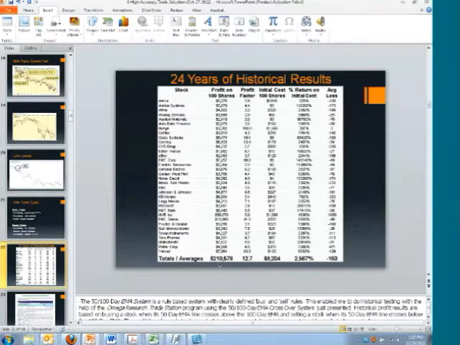And because this is a mechanical system, you can do historical testing based on the position of the 50-day EMA in relation to the 100-day EMA. So these are historical results based on the buy and sell signals that the system issued. And over that 24-year period, it produced a 2,567% return.